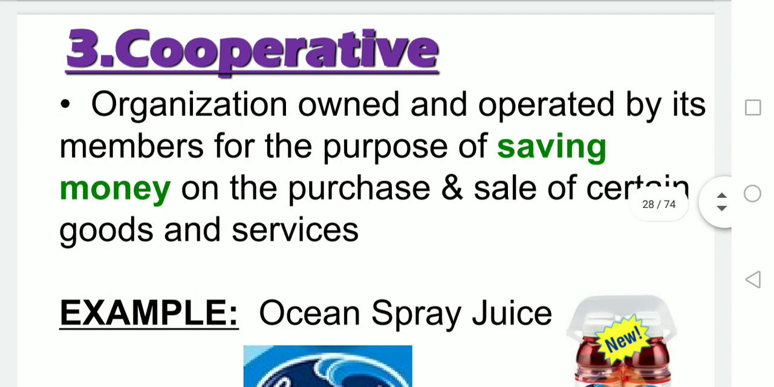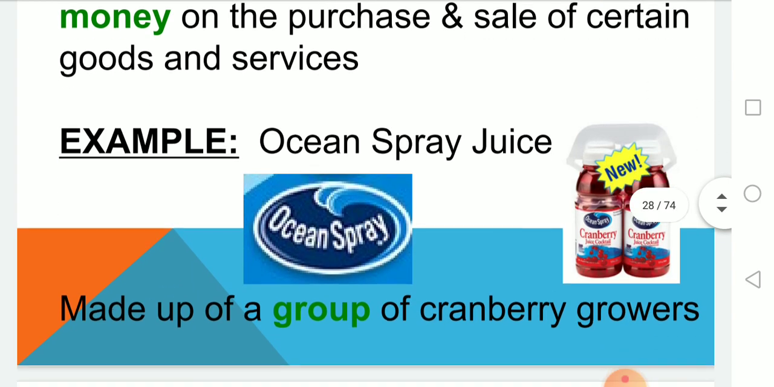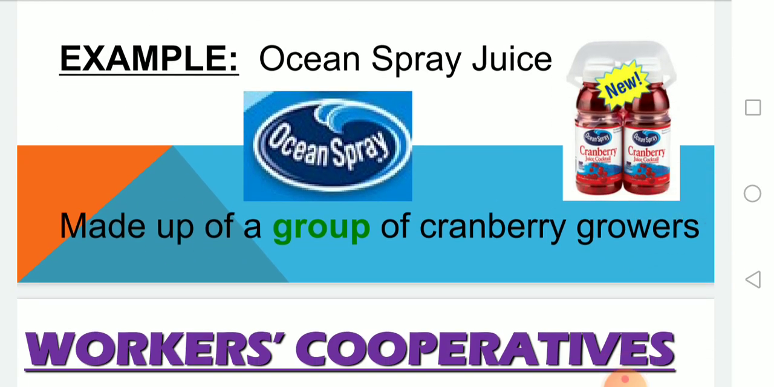I have here the third thing, which is cooperative. It's an organization owned and operated by its members for the purpose of doing what? Of saving money. The organization is owned and operated by members with what purpose? Very important, saving money on the purchase and sale of certain goods and services. Like what example do we have here? Like one made up of a group of cranberry growers.